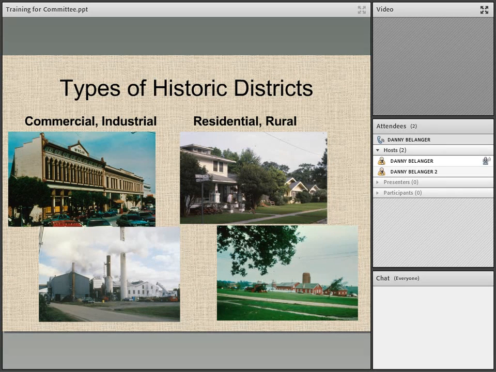Two of the nominations are actually historic districts. One's an update that you'll see in July. The update is mostly commercial buildings. The new historic district is mostly residential buildings with some commercial buildings thrown in.